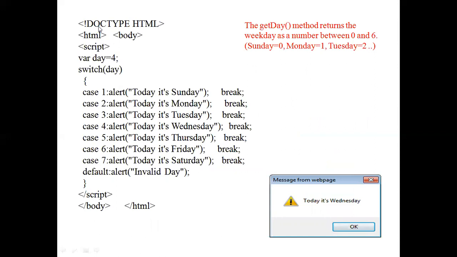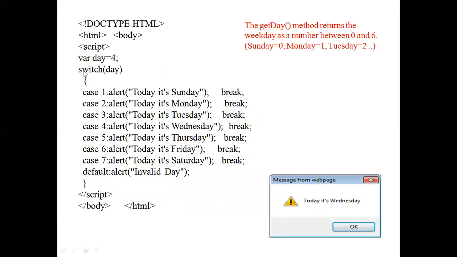Doctype HTML, HTML, head, title you have to write. After the body, there is the script. Script language is equal to JavaScript. I have just given the script tag; that also will execute your program. Variable day is equal to 4. So here I have declared only one variable called day. Now what is this program doing? Whatever number I say, that particular day it is going to display.